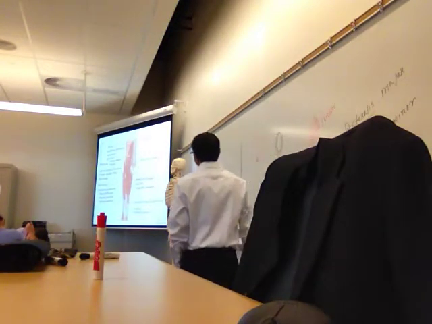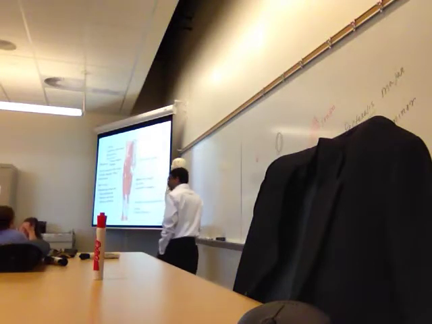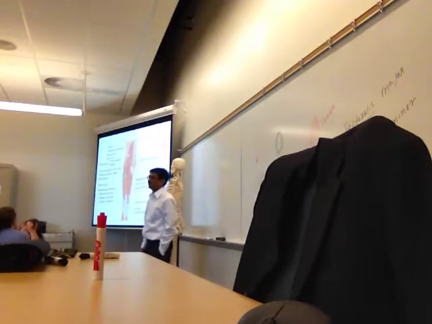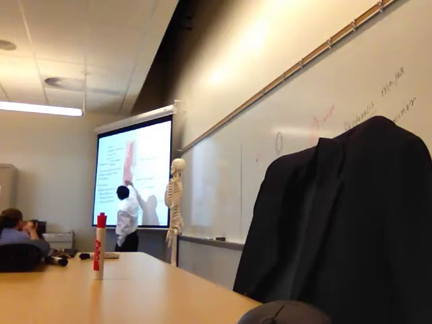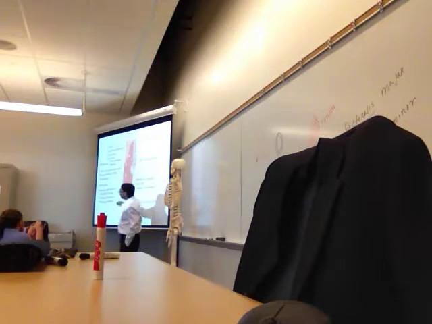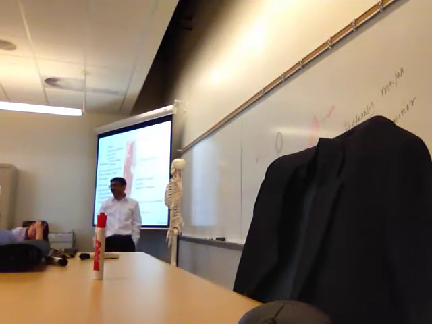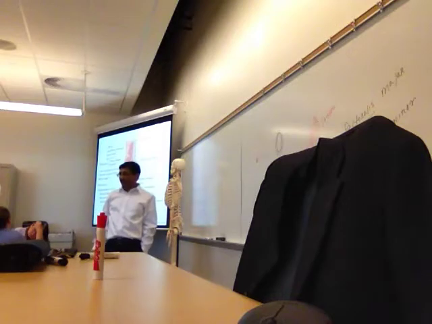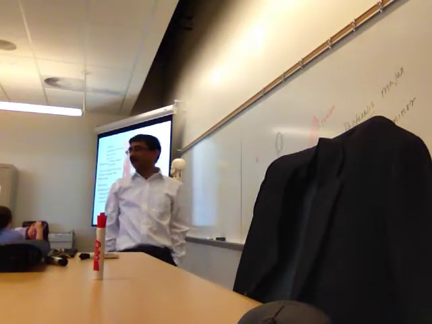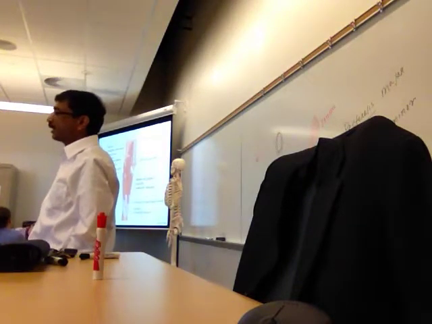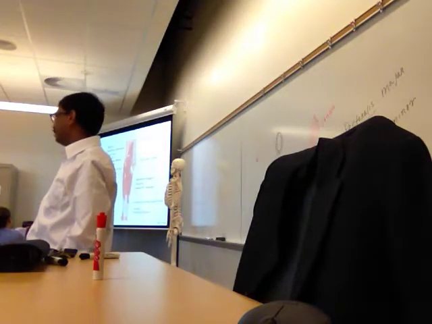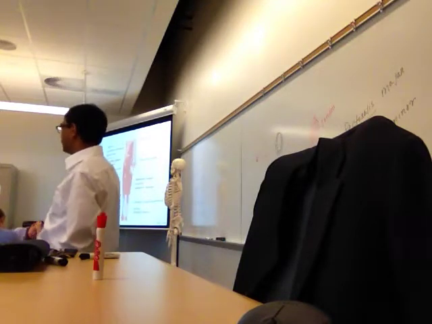Tensor fascia latae. Funny name. This muscle is easy because it has a short muscle part and a long flat tendon. That long flat tendon is called the iliotibial tract. IT, iliotibial tract.